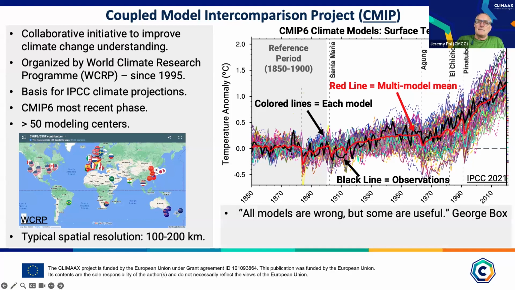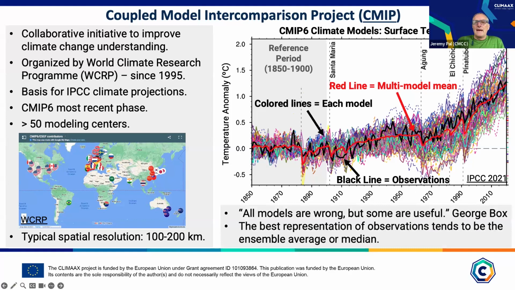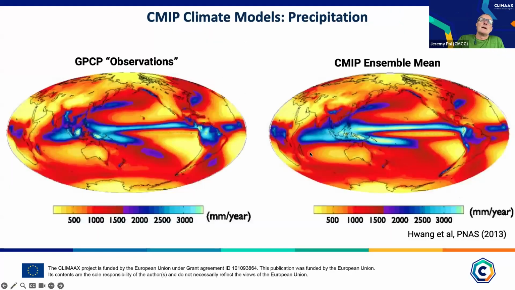It's also really important to emphasize that all models are wrong, but some are useful. That's a saying by George Box, who was a famous statistician. So there are uncertainties coming out of these models, and we need to understand how to deal with these uncertainties. And again, this is very important: the best representation of the observations tends to be the ensemble average or the median of the ensembles, which you can kind of see in this picture here with the red line and the black line.